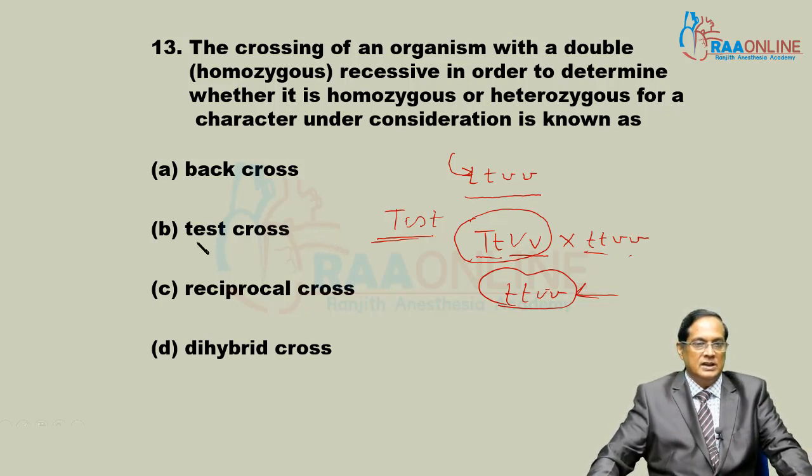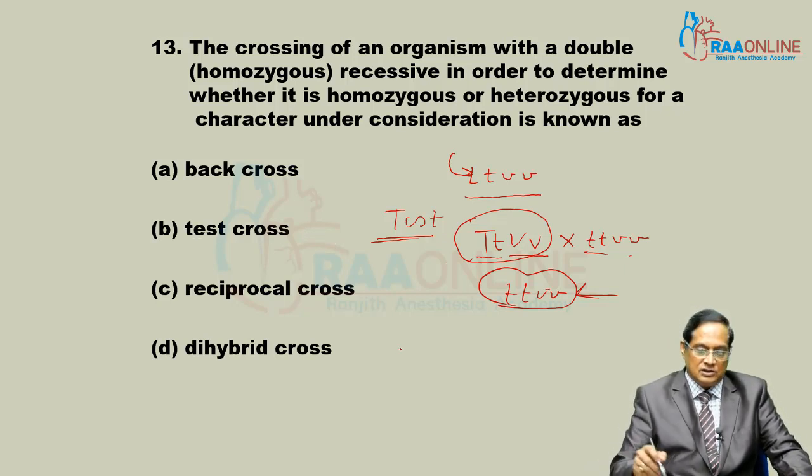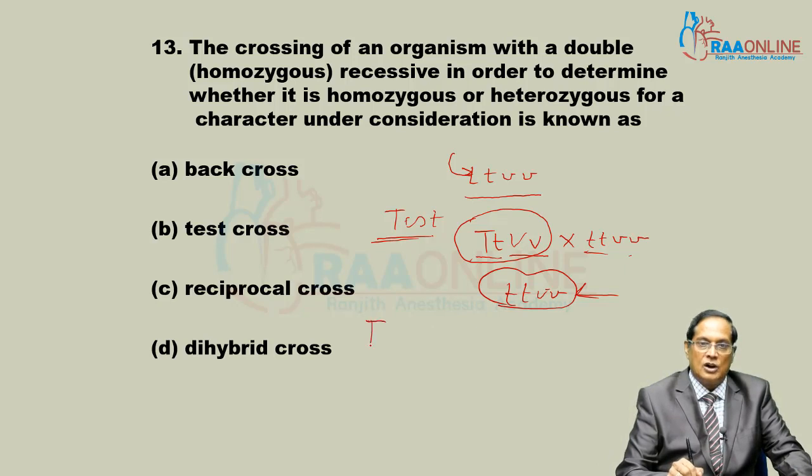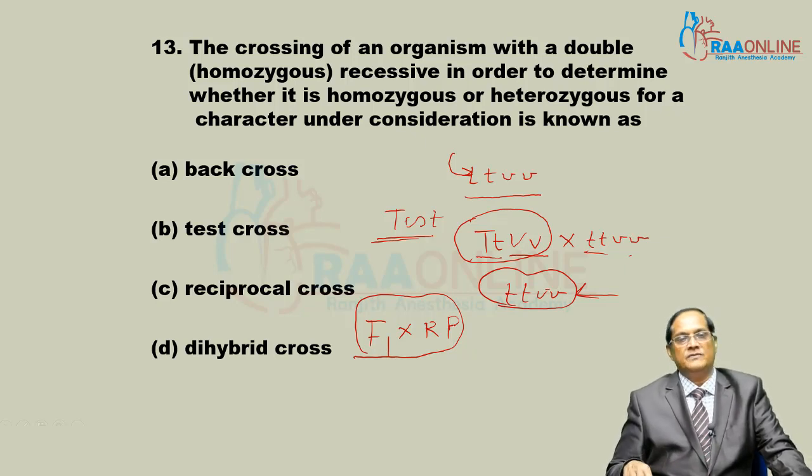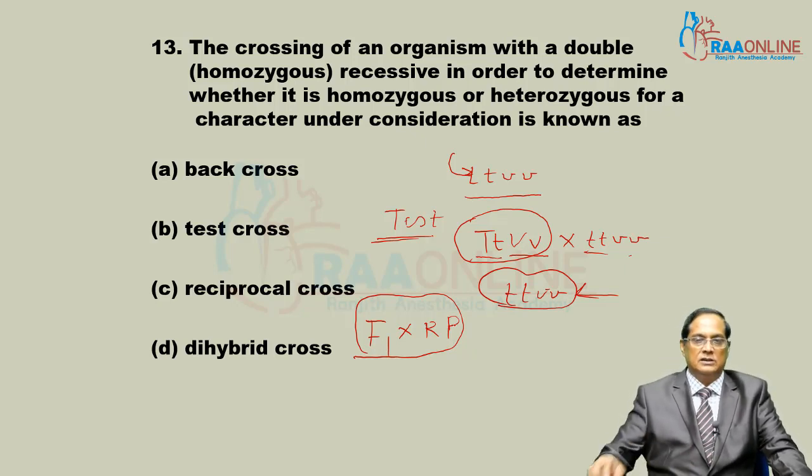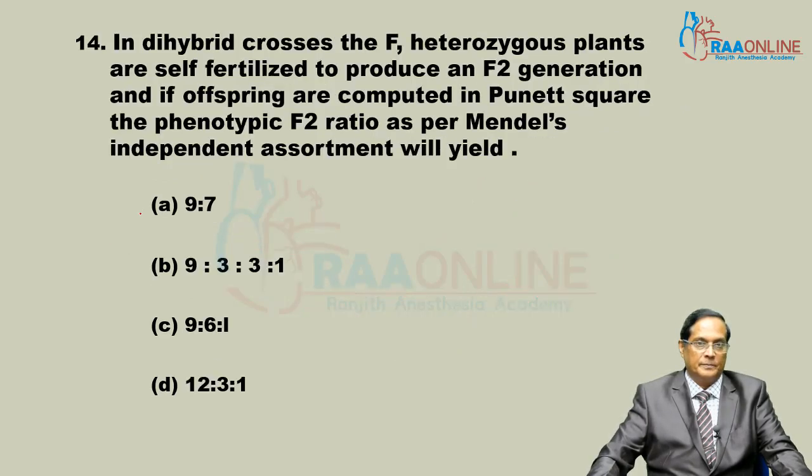So to test this, a test cross is done. And what is a test cross? That is a cross between the F1 plant and the recessive parent. F1 plant with the recessive parent is known as a test cross. It is a back cross, but specifically if the recessive parent is taken, that is a test cross. To know the genotype of F1, the best answer is test cross.